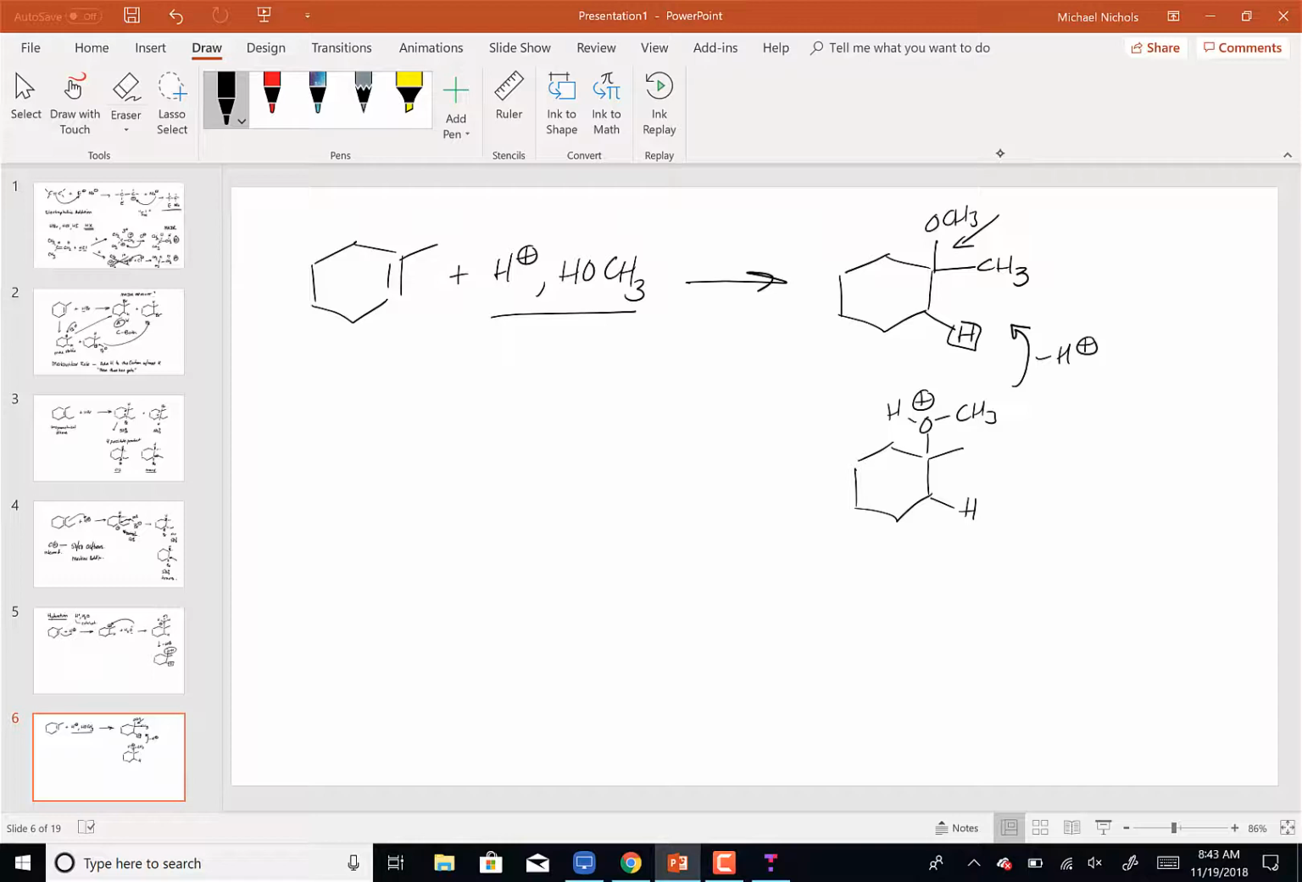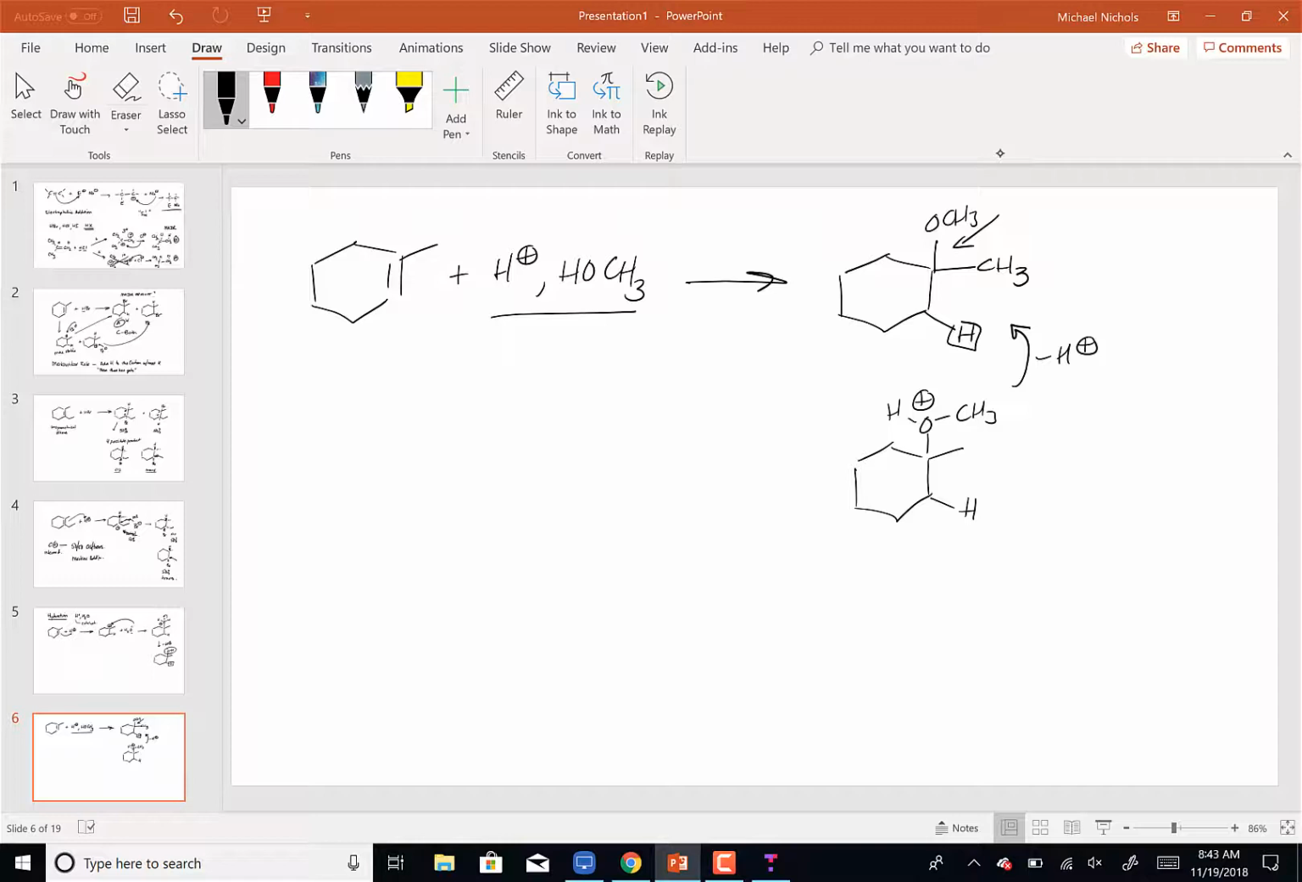Markovnikov, anti-Markovnikov. Markovnikov. 100% cis, 100% trans, 50-50. 50-50. Okay, so there's your first 5 entries on the table from today.